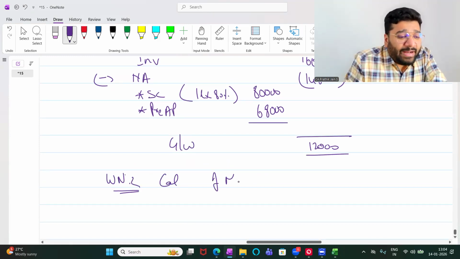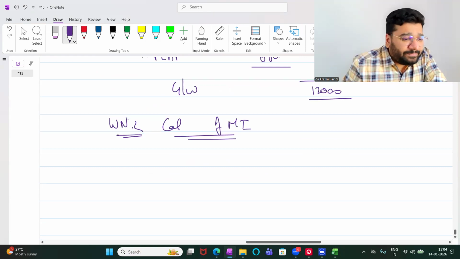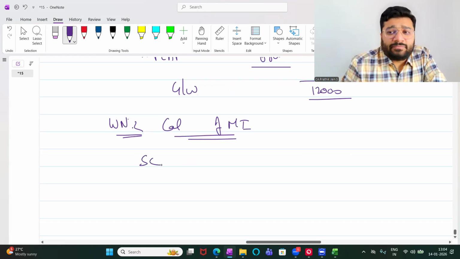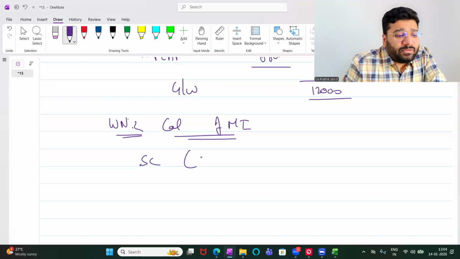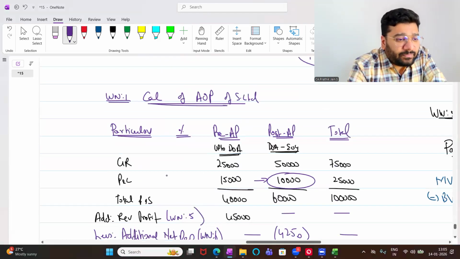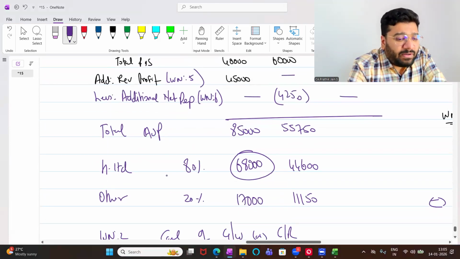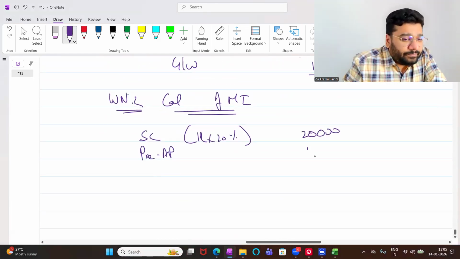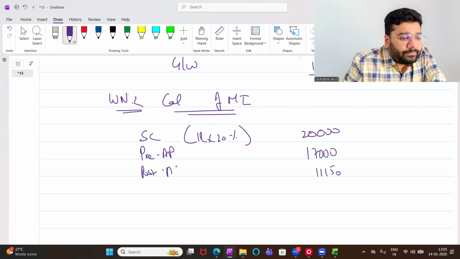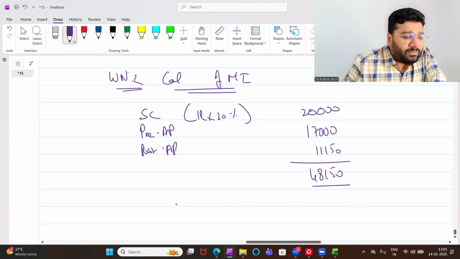Working note number 3, calculation of minority interest. Format not important, I'm going very fast. Share capital of minorities: 1 lakh into 20%, how much is it? 20,000. Next, pre-acquisition profit, how much? 17,000, and post is 11,150. Total is 48,150.